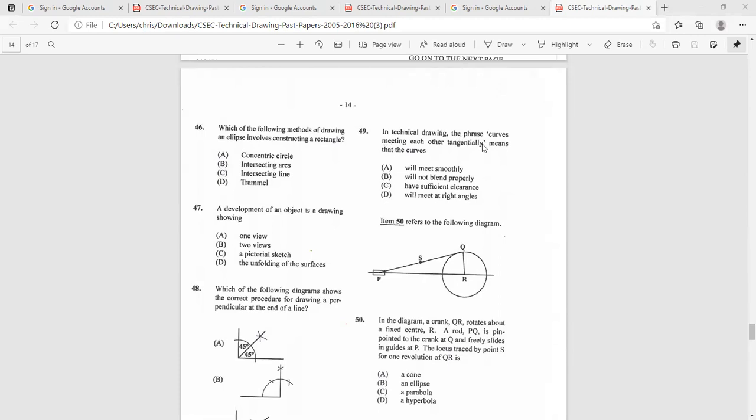In technical drawing, the phrase curves meeting each other tangentially means that the curves will meet smoothly. Yes, it means that they will meet smoothly. A.